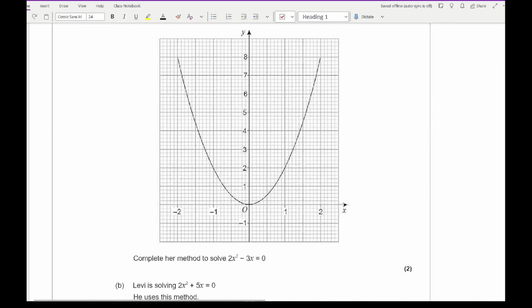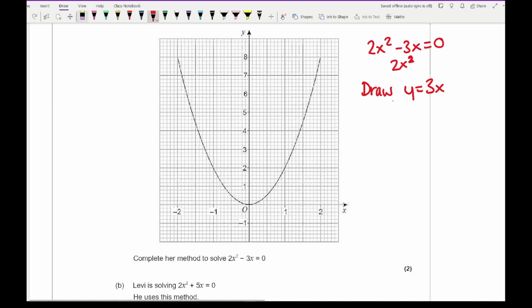So for this, what we need to do is draw y equals 3x. Now the reason where I've got that from is if I've got 2x squared minus 3x equals 0, well, if I take the 3x over to the other side, oh, I don't know why I've put a cube there.